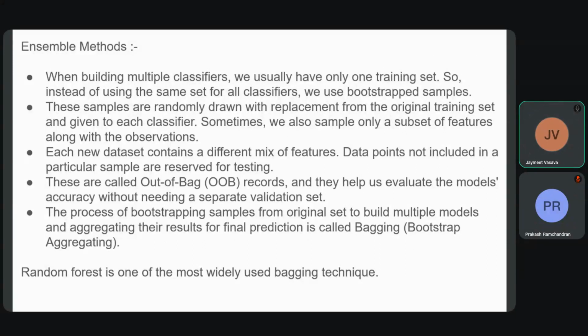Data points not included in a particular sample are reserved for testing, and are called out of bag records. They help us evaluate the model's accuracy without needing a separate validation set. The process of bootstrapping samples from the original set to build multiple models and aggregating their results for the final prediction is called bootstrap aggregating, or bagging for short, where random forest is one of the most widely used bagging techniques.